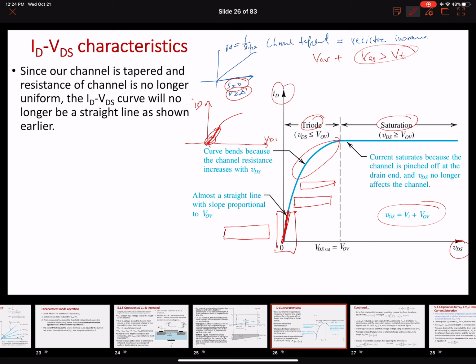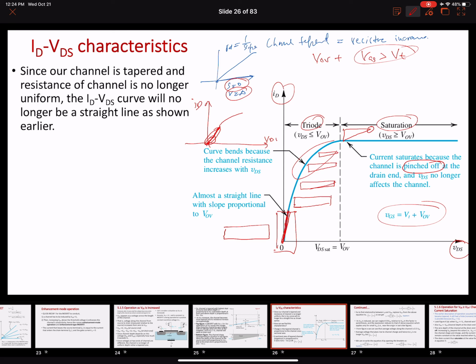The depth of the channel will start to decrease. And we will realize that at this point, the depth of the channel at the drain end will become effectively zero. We're going to call it pinched off. It will be pinched off, right?